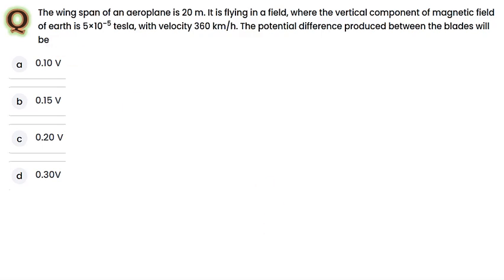In that case, the EMF induced, that is the motional EMF, E is equal to B vector dot L vector cross V vector. Only the length and velocity change. This is a cross product, so it is B L V sin theta. Already they have mentioned this is the vertical component, so theta here is 90 degrees. So we have only B L V, since sin 90 degrees is one. Now substitute all the values. What is the motional EMF?